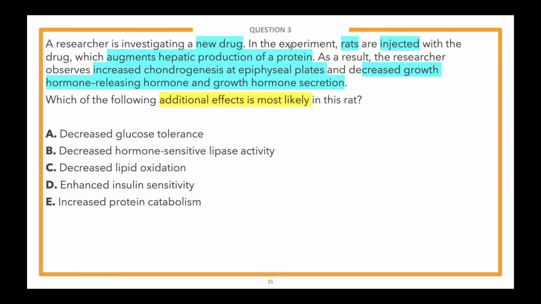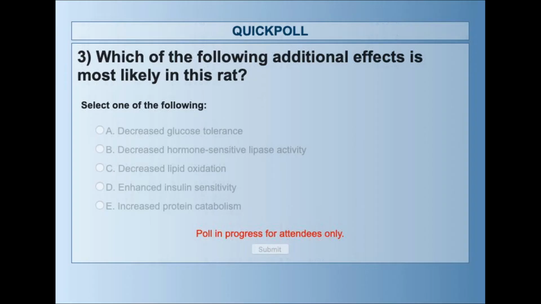And again, we have 5 answer choices. And again, we're going to start at the bottom and work our way up to the top. Answer choice E, increased protein catabolism. D, enhanced insulin sensitivity. C, decreased lipid oxidation. B, decreased hormone-sensitive lipase activity. And A, decreased glucose tolerance. So we're going to go ahead and open up that poll. Go ahead and select what you think is an additional effect that's most likely to be seen. And we'll talk about it in just a few seconds.